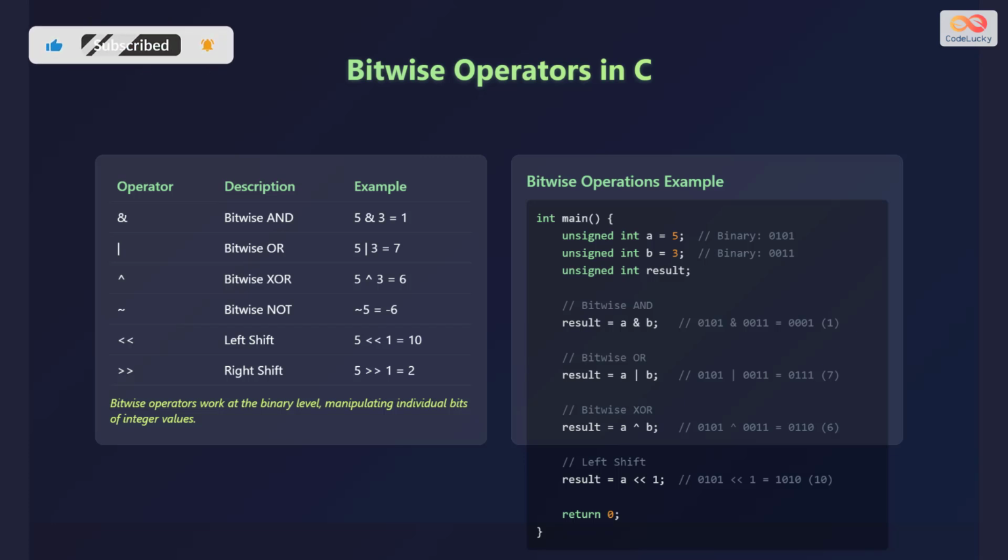Keep in mind that bitwise operators work at the binary level, manipulating individual bits of integer values. For instance, if A is 5, which is 0101 in binary, and B is 3, which is 0011 in binary, then A & B results in 0001, which is 1. A | B results in 0111, which is 7. A ^ B results in 0110, which is 6, and a left shift by 1 results in 1010, which is 10.